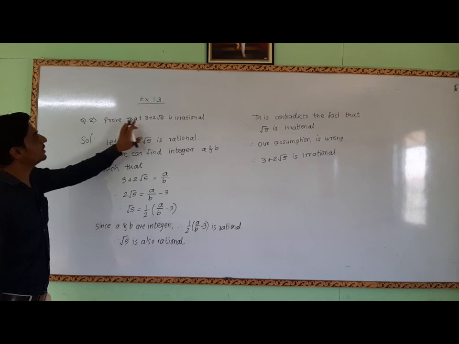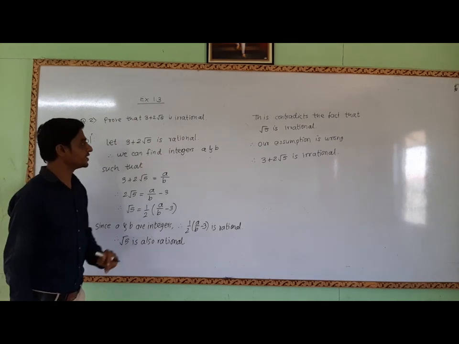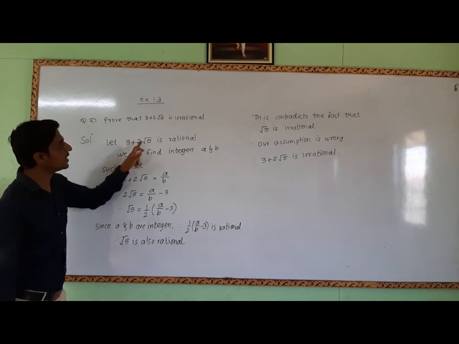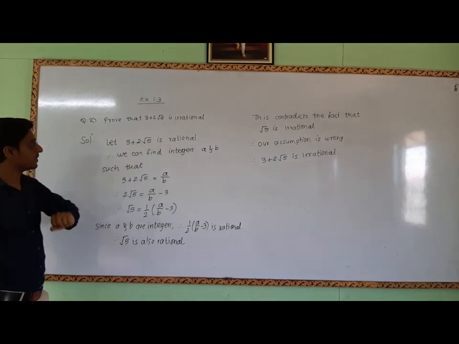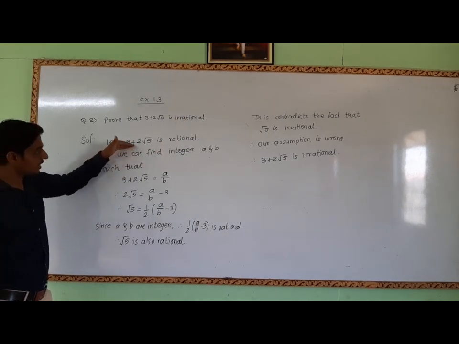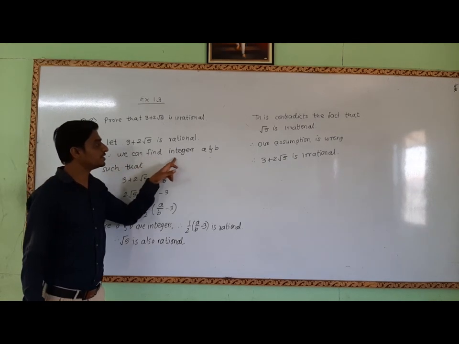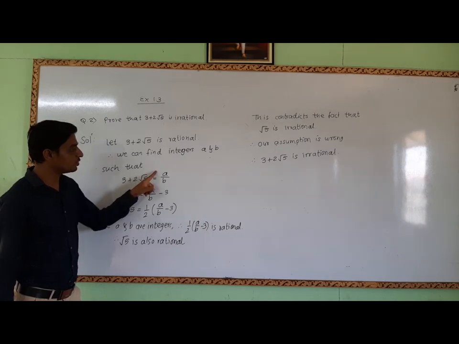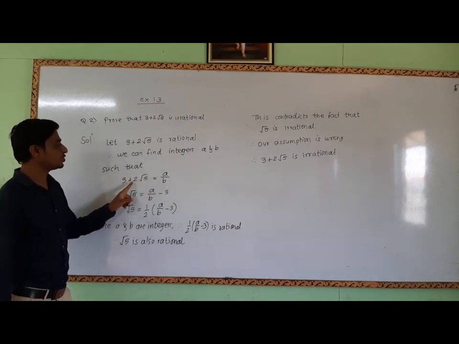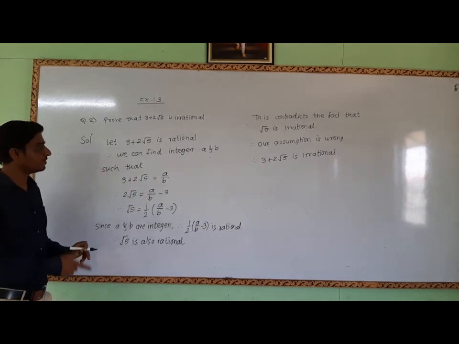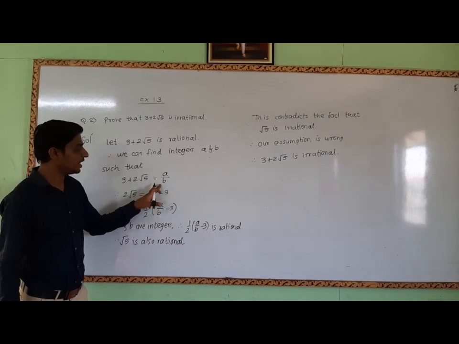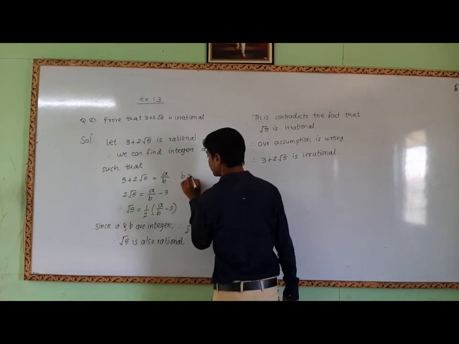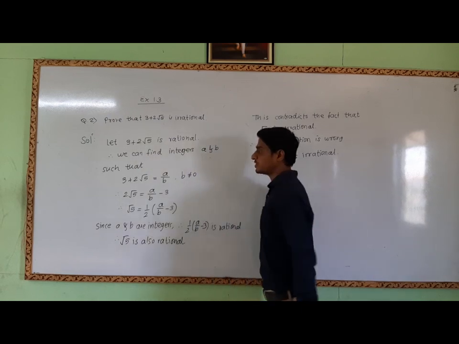We have to prove that 3 plus 2 root 5 is irrational. By the same procedure, first step we will consider this number as rational. So if this number is rational, then we can find the integers a and b such that this number is equal to a upon b. 3 plus 2 root 5 is equal to a upon b, where a and b are integers and b should not be equal to 0.